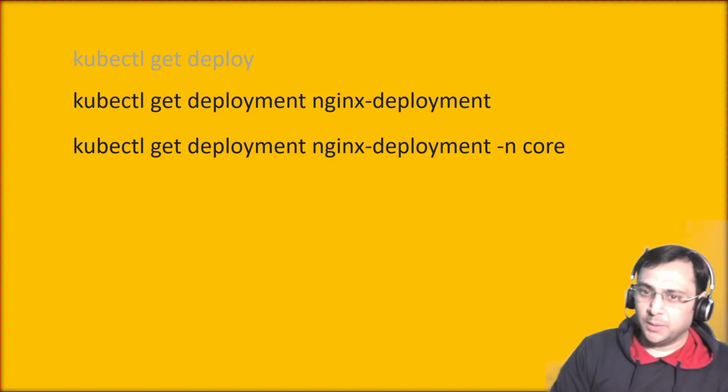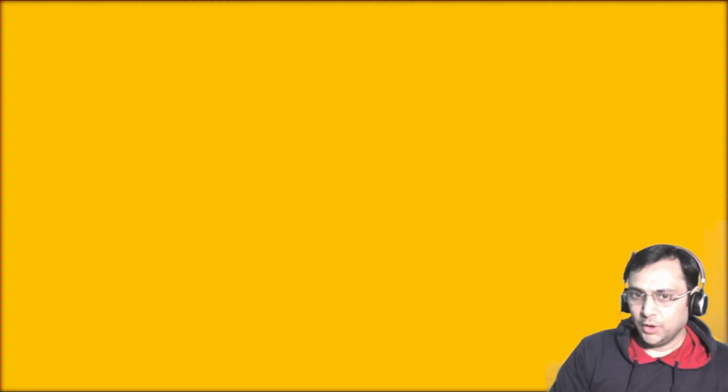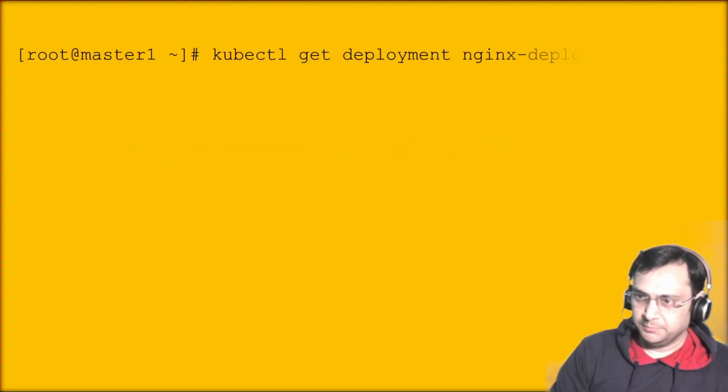We can execute the command kubectl get deployment nginx-deployment. Then it will show the output of nginx deployment only in the default namespace. We can execute this command with -n core option. Then it will show you the output of nginx deployment under core namespace if we create this deployment inside the core namespace. The output of both commands would be the same.